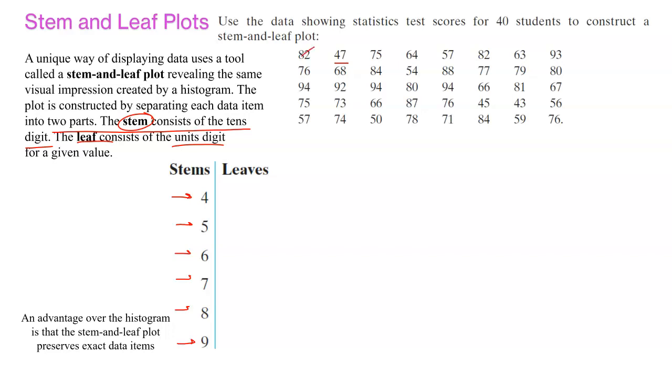So we can start at 82 and write a 2 down here. We can fill in a 47. 75, go to the 7, fill in a 5. And then we just keep running down the list. 64, 57. Go ahead and keep filling that in. Go through the list and fill in all the leaves with their corresponding stems.